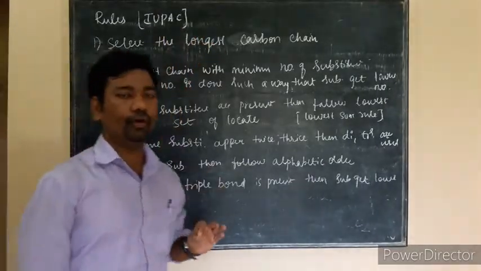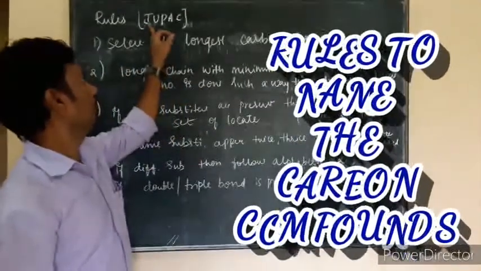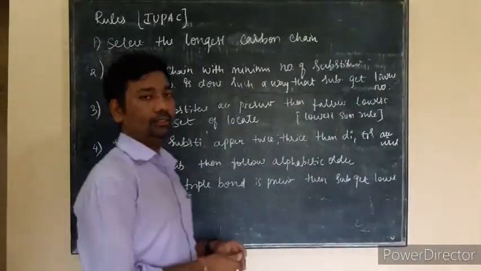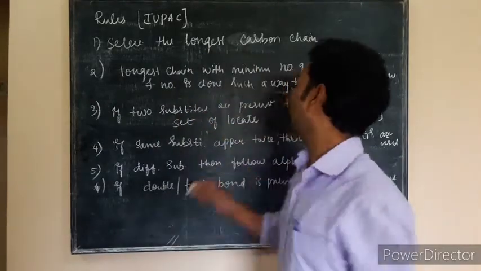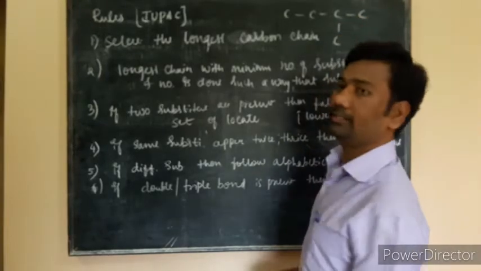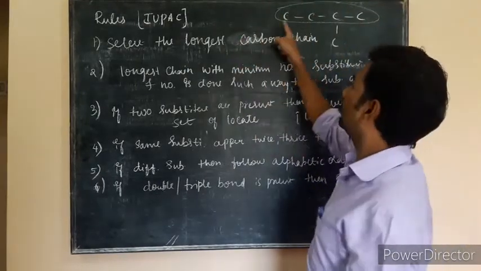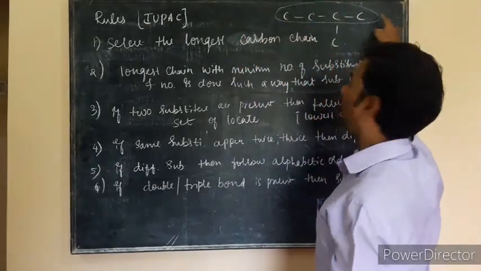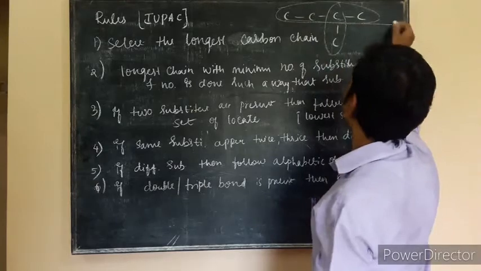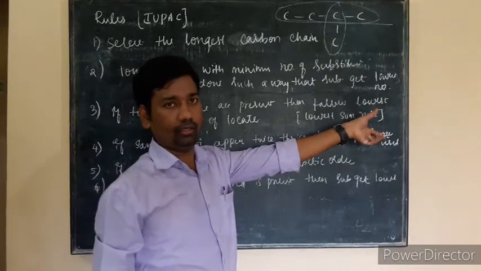So, some rules we need to follow to name a carbon compound, from the IUPAC, that is the International Union of Pure and Applied Chemistry. First, select the longest carbon chain. If the carbon chain is like this, then if it is like this, 1 2 3 4, we have to choose in such a way that the name of the carbon compound is given like this only, or like this only, not 1 2 3 4 like this. It should not break. So you have to choose the carbon chain that gives the longest chain.